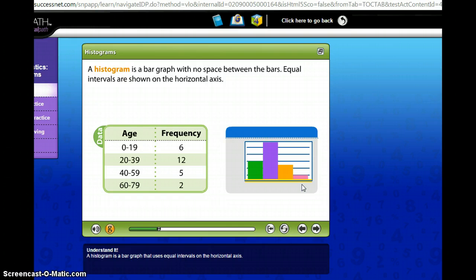It's different from a bar graph because a bar graph has spaces in between. They're not touching. And a bar graph has a set value underneath it. 1, 2, 3, 4. Or 2, 4, 6, 8. It's not a range of numbers.